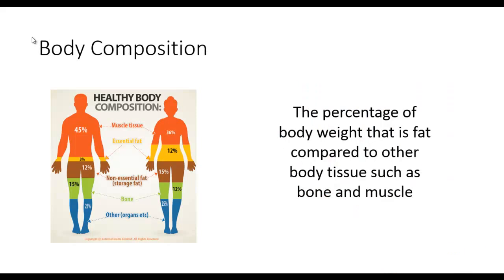All right, body composition. The best way to think of this is just what is your body made of? It's that simple. Body composition is the percentage of body weight that is fat compared to other body tissue such as bone and muscle. If you take a look at the example on the left here, it's just breaking down what your body's made of. It has a male and female example.